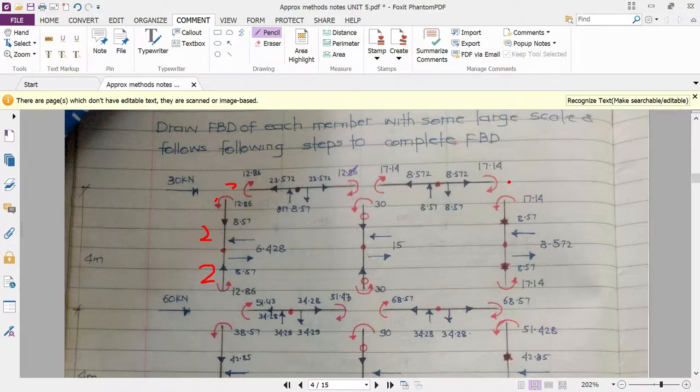So 12.86 and 17.14, okay, minus 30, the answer will be equal to 0, because it will be plus 30 and it will be minus 30. So plus 30 and minus 30, 0. So by this way you can directly cross check that whatever you have done in your analysis or in your diagram, that will be perfectly okay. Because one thing you must remember very carefully, that at each joint the summation of moment must be equal to 0, otherwise your numerical will be totally wrong.